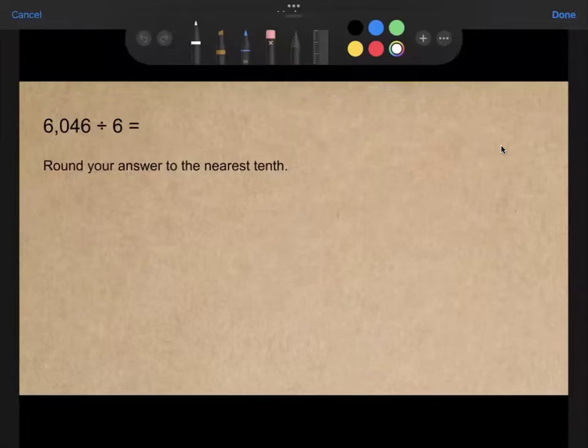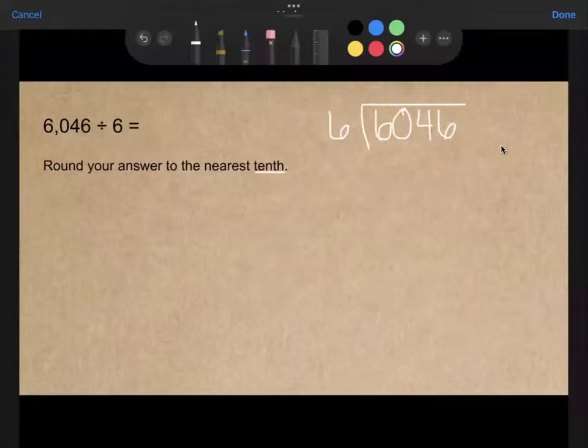So that means once you get to one place value past the place value you're supposed to round to, you can stop because you already have enough digits to know what to round it to. So that's why I wanted to show you this one. So for this one, we're going to take the number 6,046, divide it by 6, and then round our answer to the nearest tenth. So I'm going to come over here and do 6,046 inside, divided by 6 on the outside, keeping in mind that I'm going to round it to the nearest tenth.